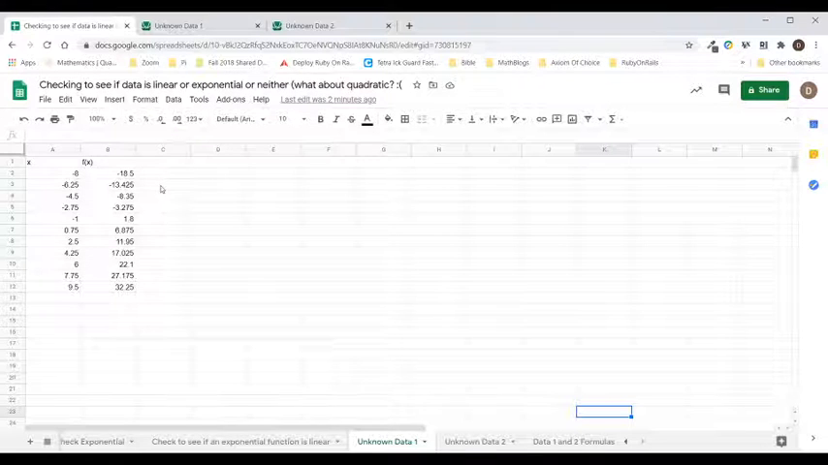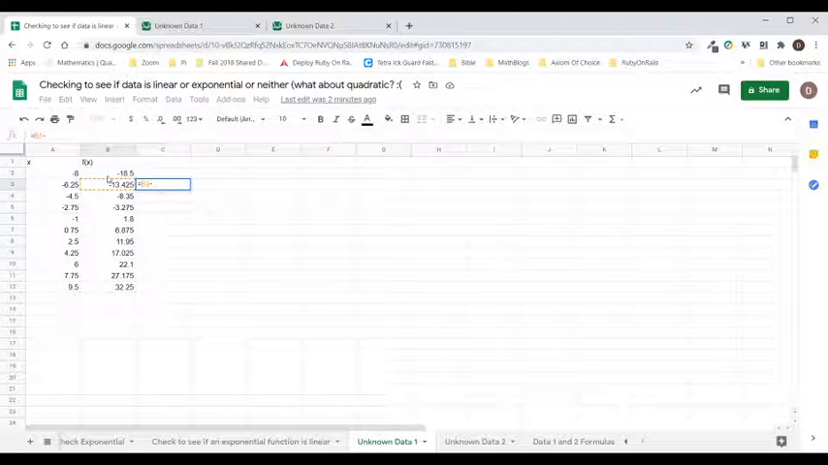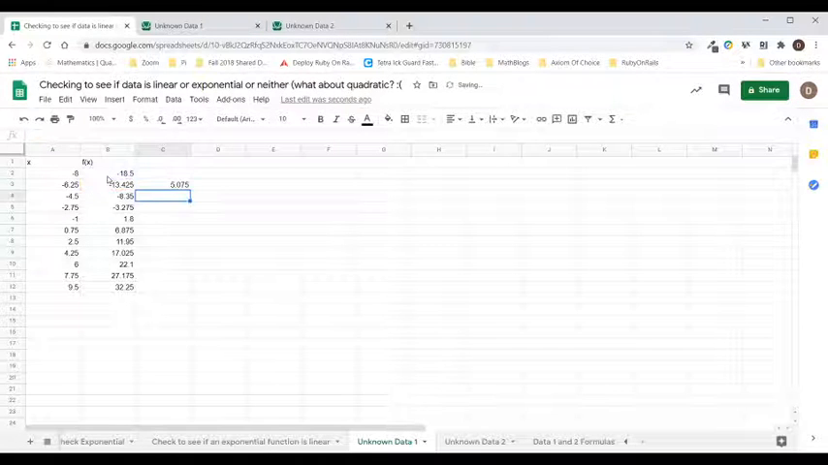So I'm going to go to the second cell right here. I'm going to type in equals, and then this y value, and then a minus, and then this y value. And I can see that first difference is 5.075. Now remember how we actually calculate all the others. We let Google Docs do it. I'm going to click on that cell.